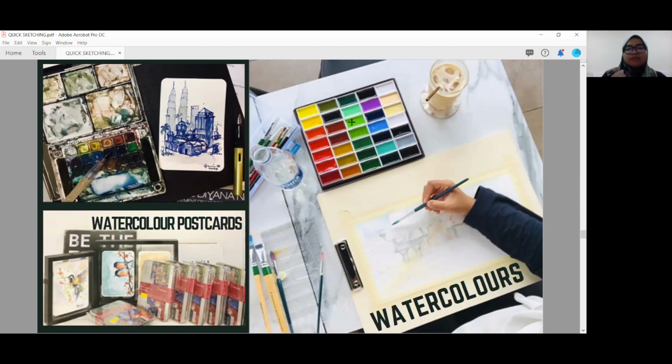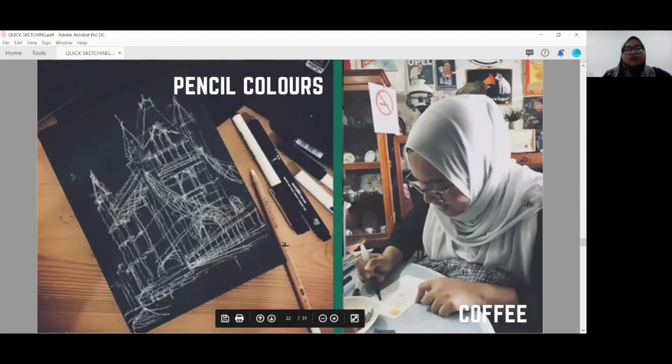The color pigment is very different from the watercolor that I've used. This one is one of the finest watercolor pigments. So it gives you different effects when you do the watercolor painting. Or even you can use pencil colors to do your sketching. I use this black canvas, and I use Cretacolor white color pencils to sketch over it.